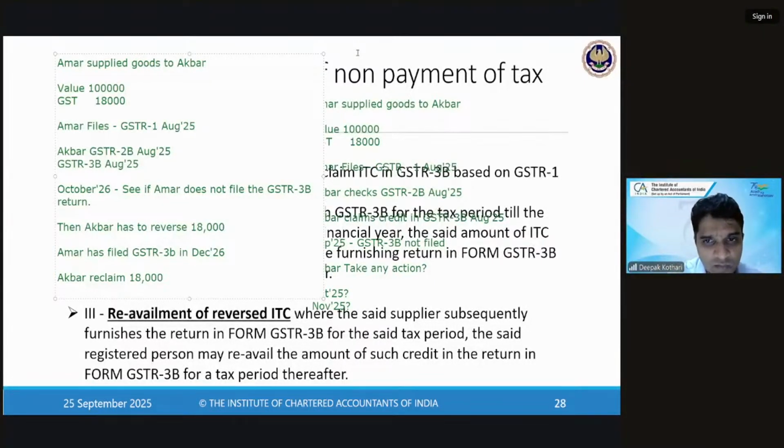Provisional ITC is applicable now? No, there's no provisional ITC provision. It's just the ITC.